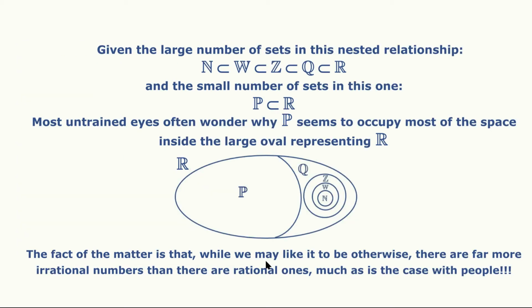And I state that here. The fact of the matter is, while we may like it to be otherwise, there are far more irrational numbers than there are rational numbers, much as is the case with human beings, as we know. All right, that kind of nicely summarizes the relationship between all these proper subsets of R and R itself. So do make sure you understand those, please, before we proceed.